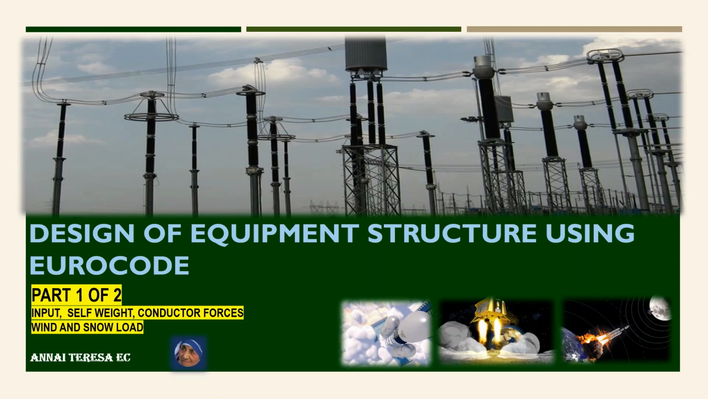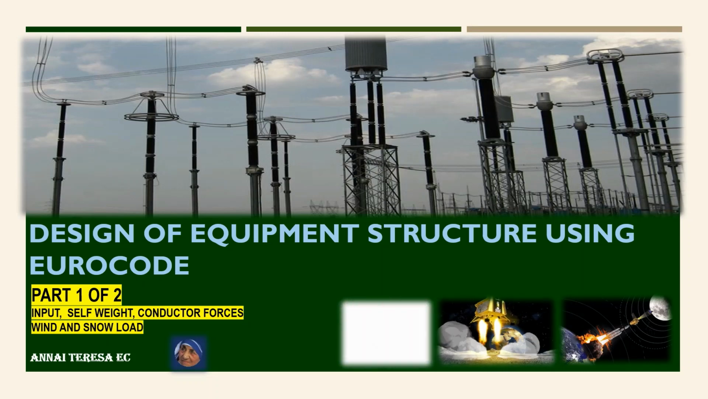In part 2 we will be looking at seismic load, slenderness check, load combinations, and finally we are going to apply these loads into the Robot Structural model analysis. We are going to design the vertical support structure for this 400 kV equipment support structure. With that, part 2 also will get completed. Part 2 will be uploaded in following weeks after this part 1.